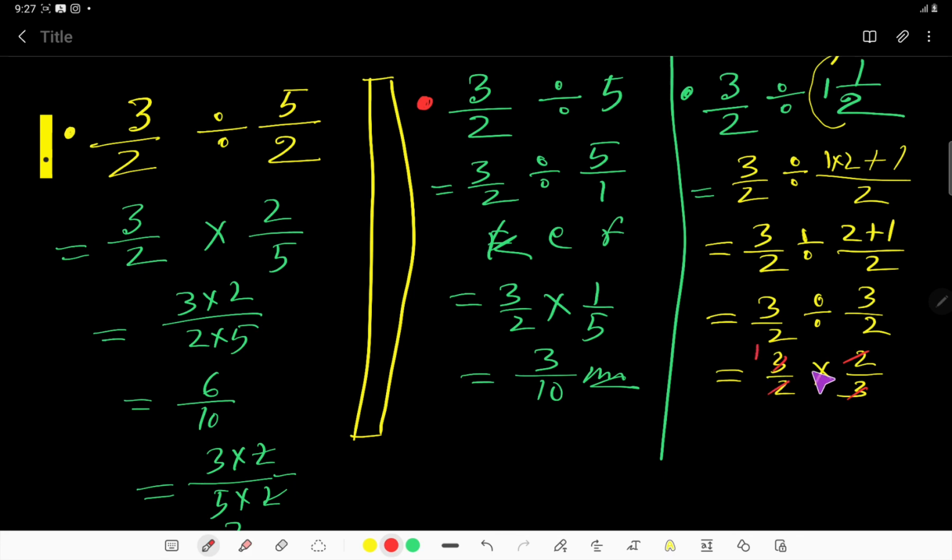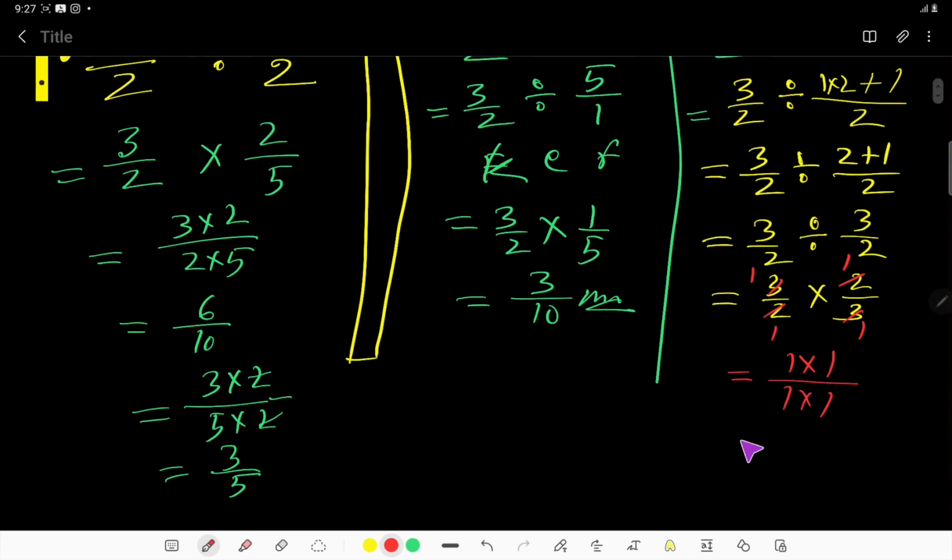That is, we are getting here, look, 1 times 1, 1 times 1. That is 1/1, that is 1. Answer is 1.